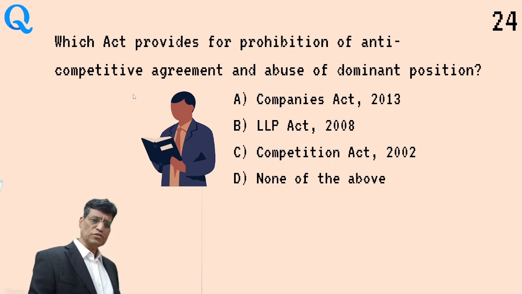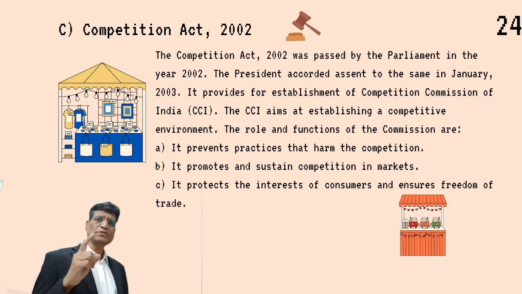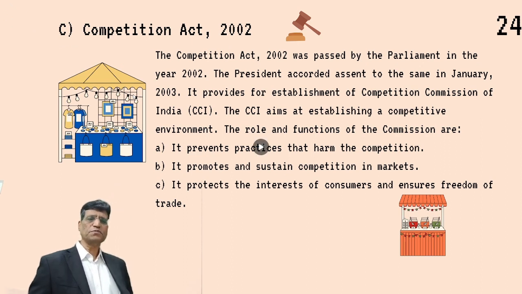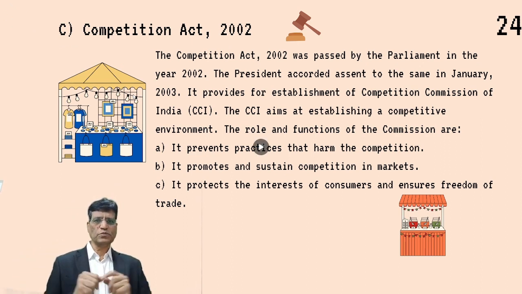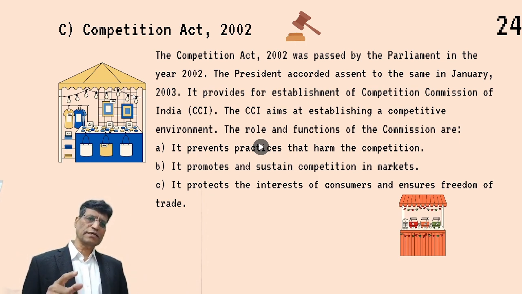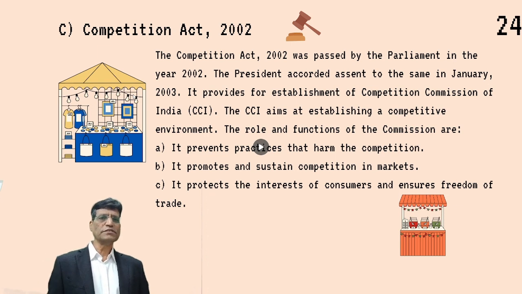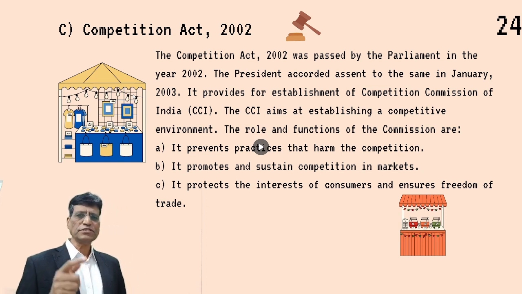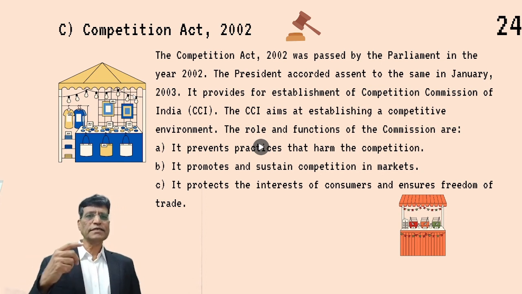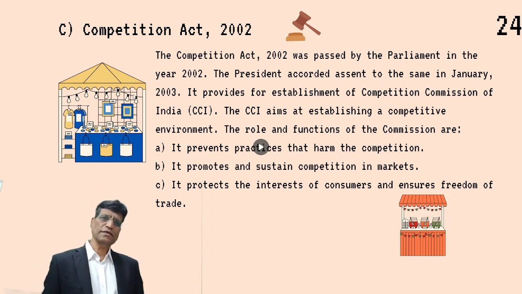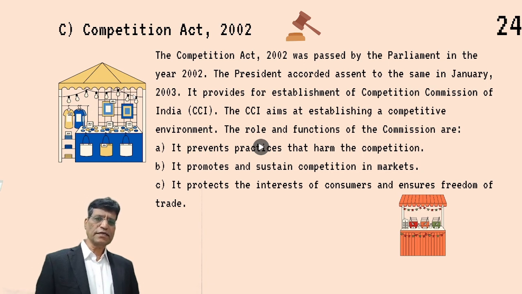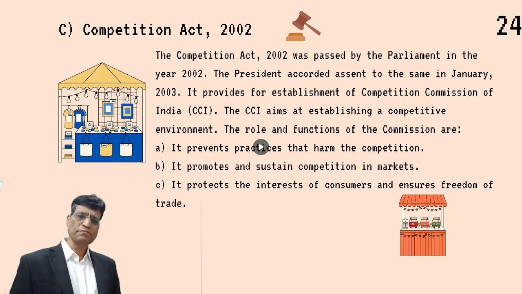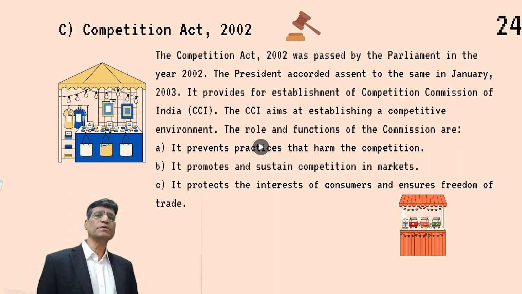So we see that the answer is the Competition Act 2002. This act was passed by Parliament in the year 2002. The President accorded consent to the same in January 2003, and it provides for the establishment of the Competition Commission of India, CCI. The CCI aims at establishing a competitive environment. Its role and functions are that it prevents practices that harm competition, promotes and sustains competition in markets, protects the interest of consumers, and enforces freedom of trade.